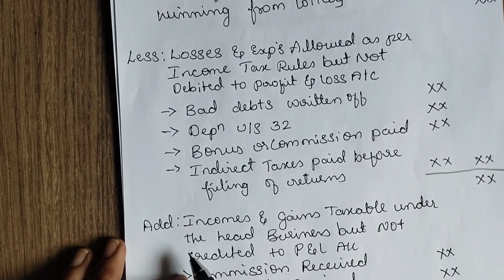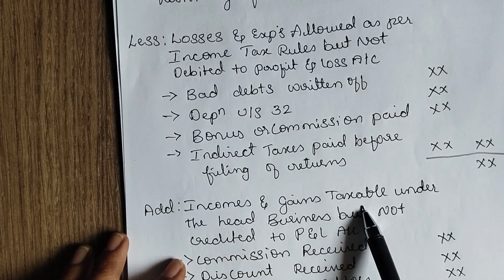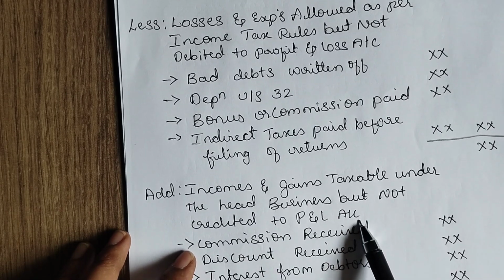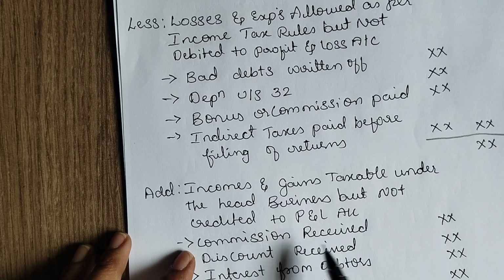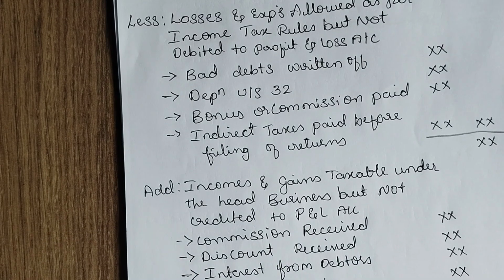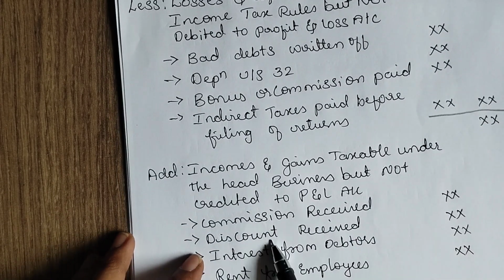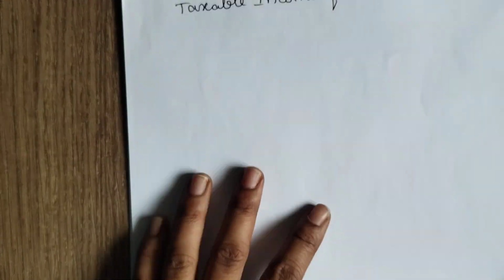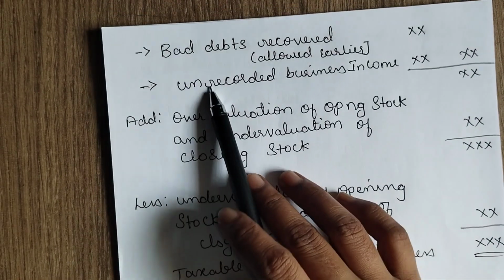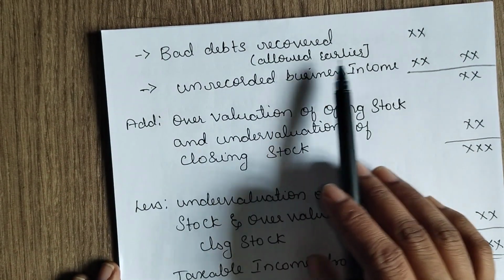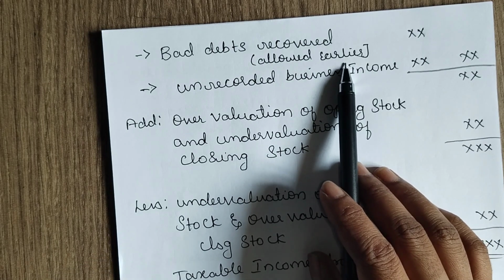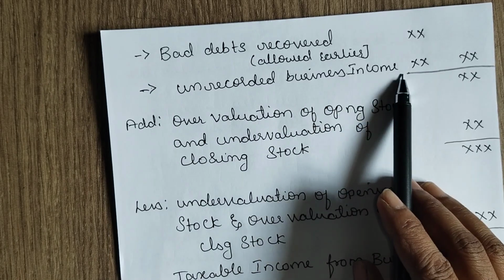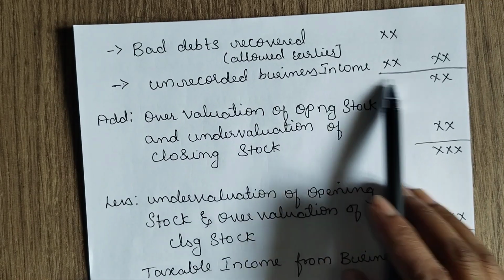That is why. Then you have to add income and gain taxable under the head of business, but not credited to the profit and loss account. Some of the incomes which are not recorded will be shown: commission received, discount received, interest from debtors, rent from employees. Then bad debt recovered, which was disallowed earlier. First stage we are taking it. Unrecorded business income, if any, will be considered.